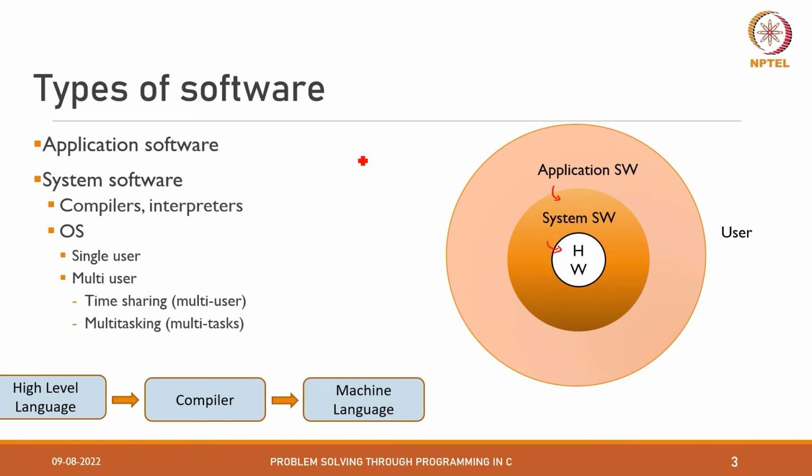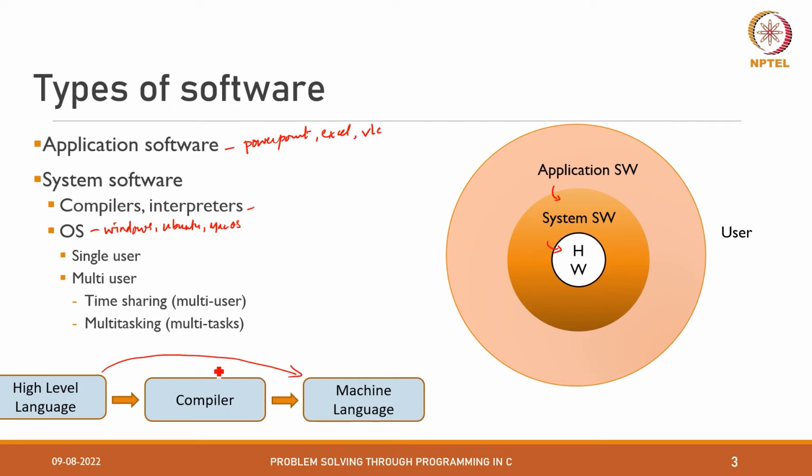And the user can interact with the application software as well as with the system software. Application software is like PowerPoint and Excel and, say, VLC. All of these are application software which actually interacts with the system software. System software is Windows, Ubuntu, Mac OS. All of these are system software, operating systems, and compilers and interpreters are also system software. And what they do is convert the high level language to the machine level language.